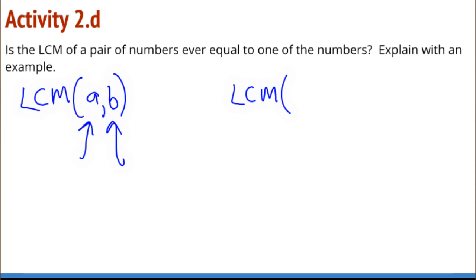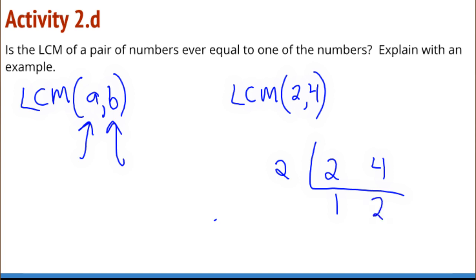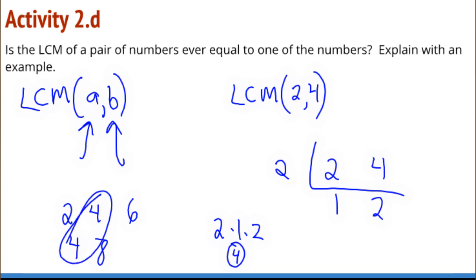And I'm going to go right back to the example I used for greatest common factor. The least common multiple of 2 and 4. 2 and 4, divide them both by 2. 1 and 2. So I've got 2 times 1 times 2, which is 4. Or I could make my lists. 2, 4, 6. Here's 4, 8. 4 is the least common multiple. Or I could use prime factorization. So is it possible for the least common multiple to equal one of the numbers? Absolutely, positively.